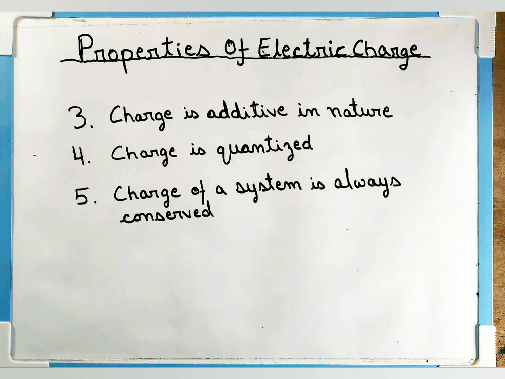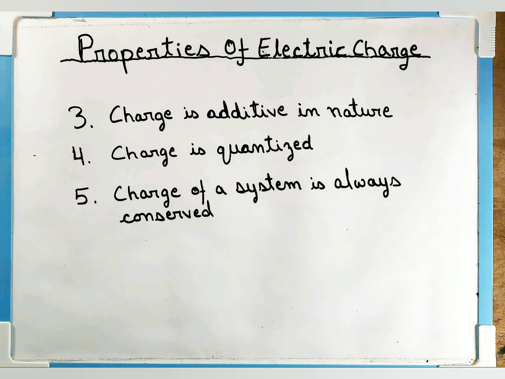Now the third property is that charge is additive in nature, and the fourth property is that charge is quantized, and the fifth property is that the charge of an isolated system is always conserved, or always remains constant.